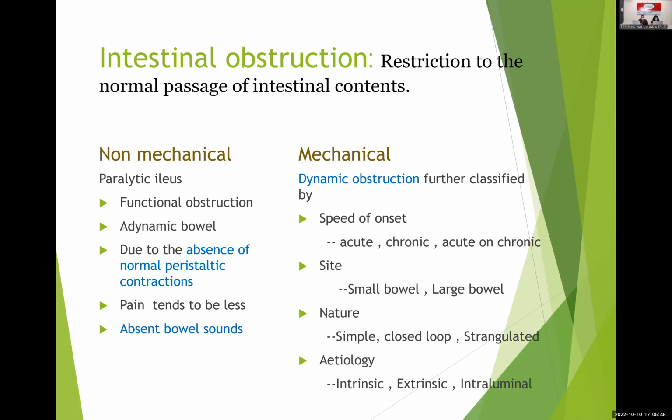When we come to the mechanical obstruction, it is further classified depending upon the speed of onset, the site where the obstruction is happening, the nature of the obstruction, and the etiology, what is causing the intestinal obstruction. Speed of onset, we can say it can be acute, chronic, or acute on chronic. Depending upon the site, it can be small bowel obstruction, large bowel obstruction. Depending upon the nature, it can be a simple loop, closed loop, or even a strangulated one. Etiology, it can be intrinsic, extrinsic, and intraluminal factors, which is causing mechanical obstruction.